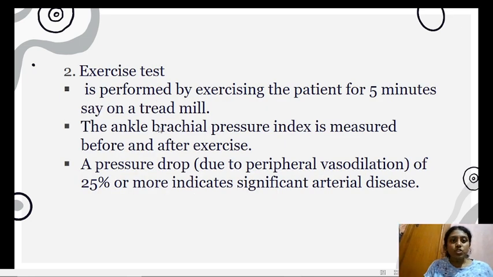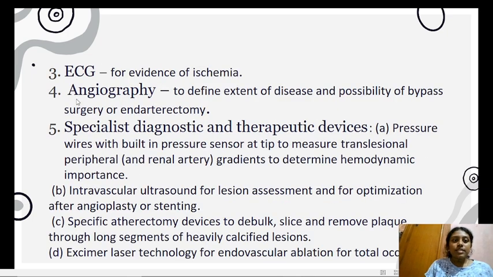Second is the exercise test, which is performed by exercising the patient for 5 minutes, say on a treadmill, right? And the ankle brachial pressure index is measured before and after exercise. A pressure drop due to peripheral vasodilatation of 25% or more indicates significant arterial disease. Like, you take the patient, ask him to do exercise for at least 5 minutes, on a treadmill or cycling or some type of strenuous exercise, and you check the ankle brachial index before and after exercise, and if the pressure drops by 25% or more, then it indicates arterial disease. Third is ECG for evidence of ischemia, whether any type of ischemia is present or not.